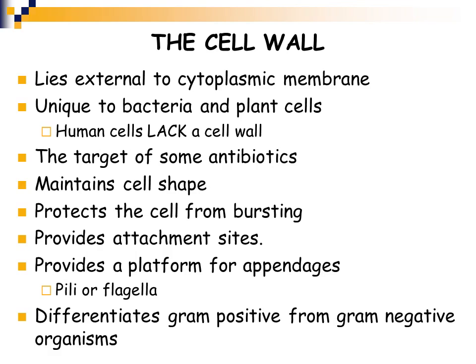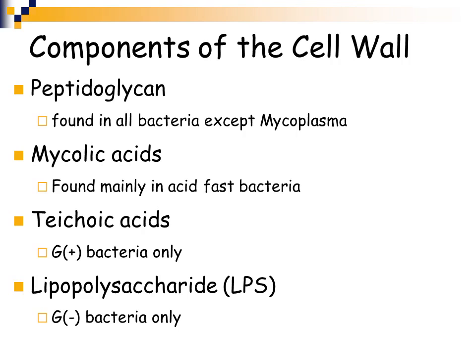The cell wall allows the organism to maintain its shape. It protects that organism from bursting. It provides attachment sites, a platform for those appendages like pili or flagella. And the cell wall is what helps to differentiate our gram-positive bacteria from our gram-negative bacteria. The cell wall is made up of peptidoglycan, which is found in the cell wall of all bacteria except for mycoplasma. And the reason is because mycoplasma is the only bacteria that doesn't have a cell wall at all. And we'll talk about that later when we cover mycoplasma.